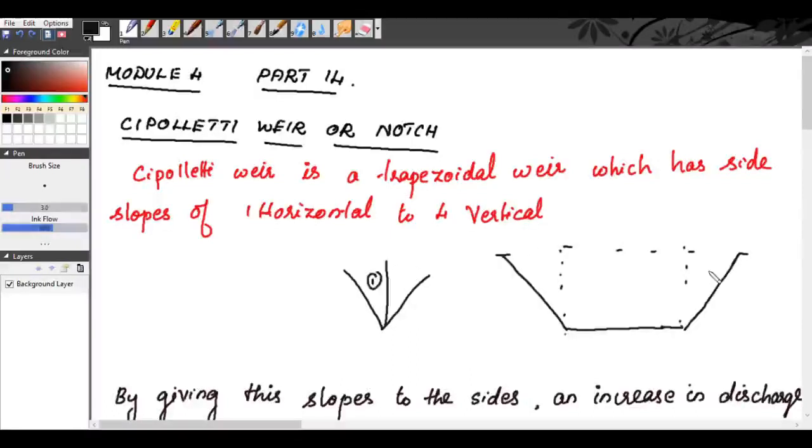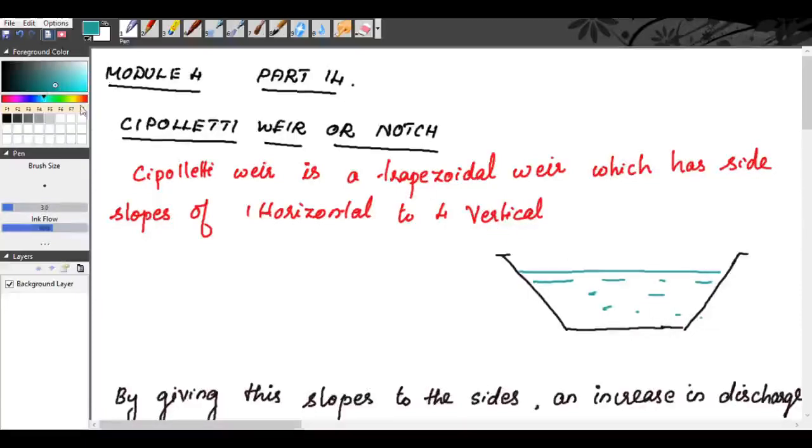So now, what is Cipolletti weir? Cipolletti weir is a type of trapezoidal weir. It is a trapezoidal weir which has side slopes of 1 horizontal to 4 vertical. If the side slope is in the ratio 1:4, then you call the weir a Cipolletti weir. This is a trapezoidal cross section, and this will be our free water surface.